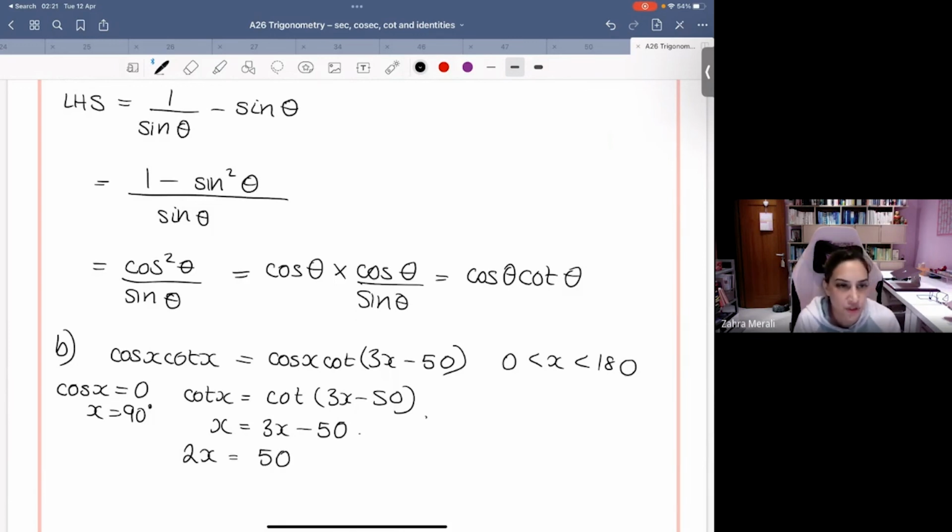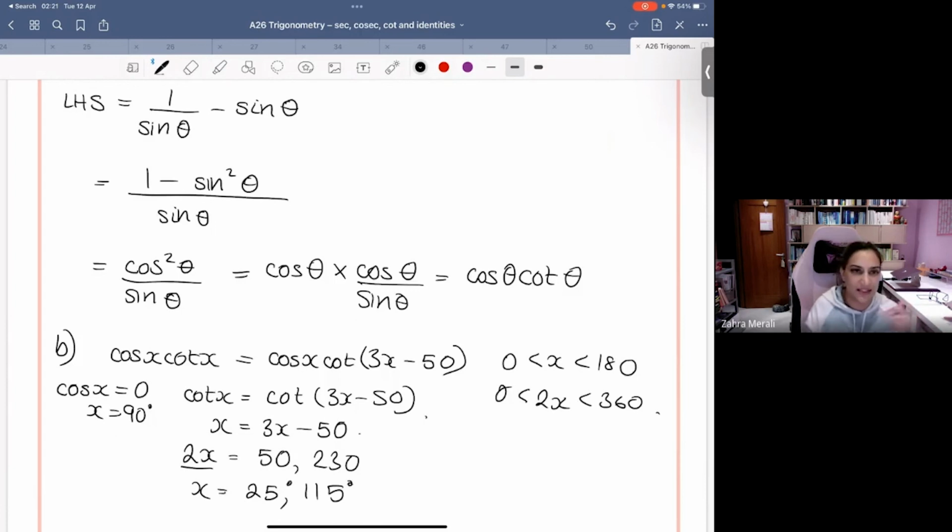At this point, I'm going to stop because I know that cot is 1 over tan. The same way that tan repeats every 180, so does cot, because I could flip them both and work out what tan is. So we've got 2x, so we're going to increase our range. And we're going to do 50 plus 180, which is going to give us 230, and now we can divide by 2. So a lot of students didn't get the second solution here. It's fine, but you'd have lost 2 of the marks there.